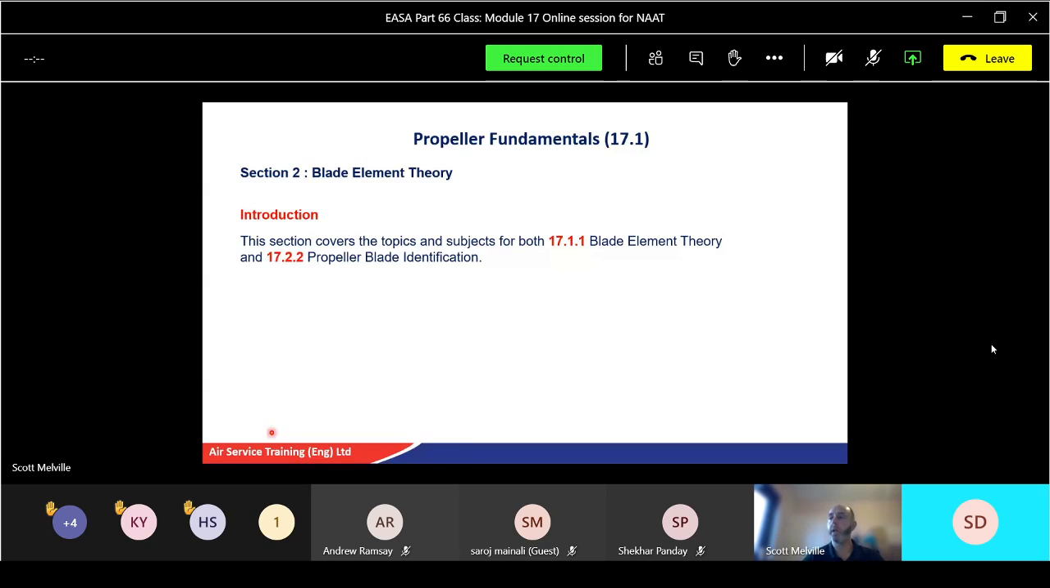Okay, right, again, blade element theory, we're going to cover that. We'll cover some topics in this one. Blade element theory will be in 17.22 later on in the book, just for your own background there.